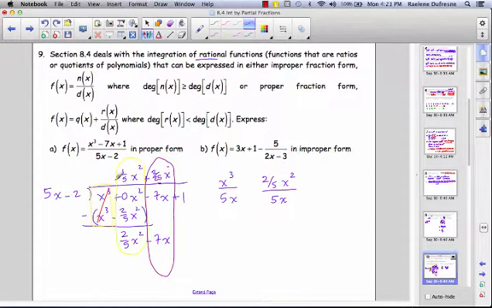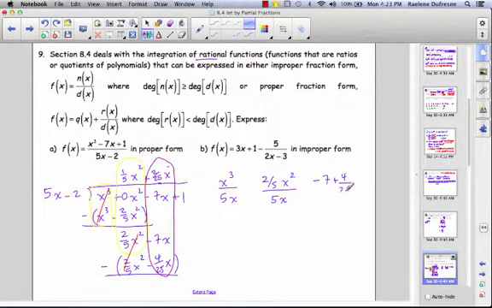Then I multiply 2 over 25 times 5x, which is going to give me 2 over 5x squared minus 4 over 25x. We subtract, and then negative 7 plus 4 over 25.